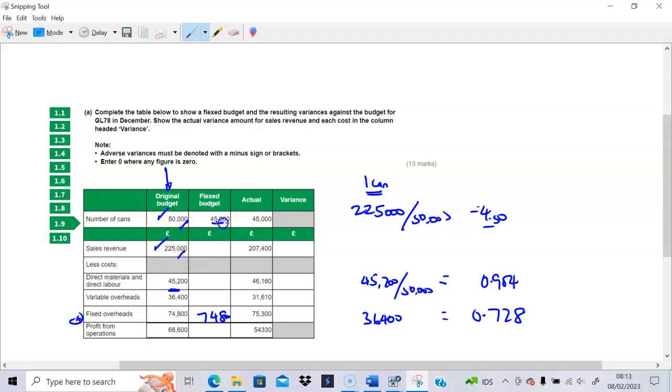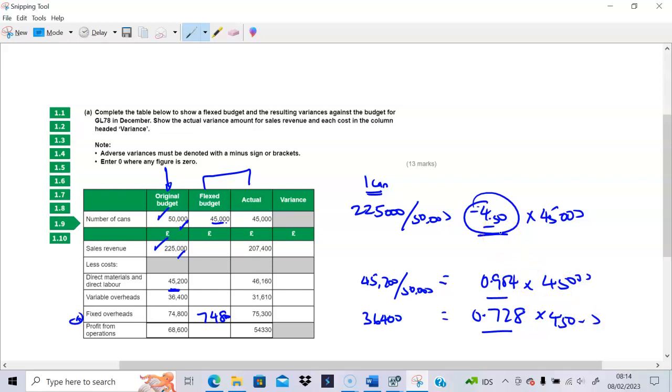So for 45,000 cans, if each is £4.50, I now multiply the two. Yes, 45,000. The whole point of flexing is to make sure that we can compare like with like. So this could have been 5 million, whatever. The costs in here would have allowed me to find these costs and revenues. So now I multiply all of these by 45,000.